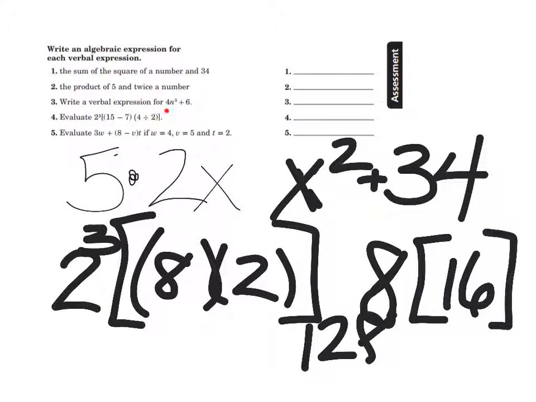And then on the last one here, evaluate this if W is 4, V is 5, and T is 2. So I'm going to take W, or the 4, put it in there, and do that. So I think those are pretty self-explanatory, and the ones in the test will be very similar. Let's go on to the next one.